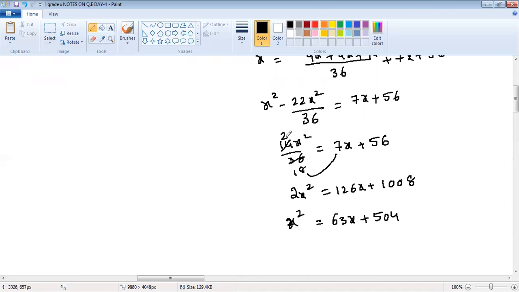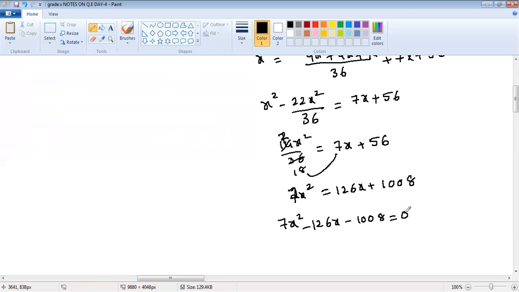Sorry, this is not the 2 table. Sorry, it is the 7 table, right? I'm sorry. 7x square. I thought 2. Sorry. So 7x square minus 126x minus 1008, which is equal to 0. Okay.